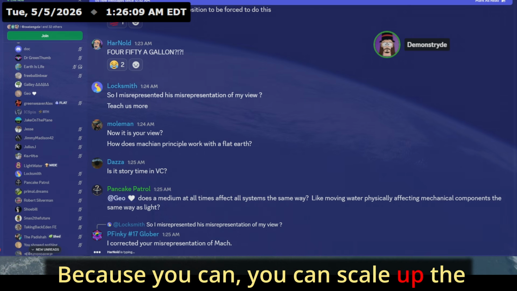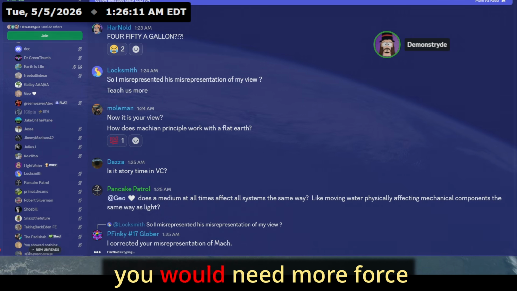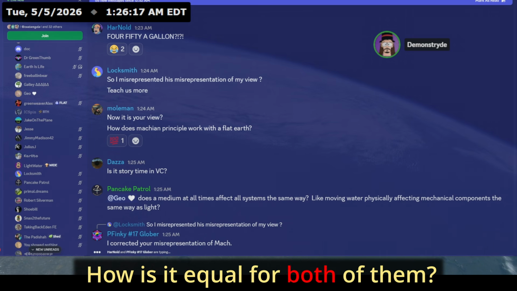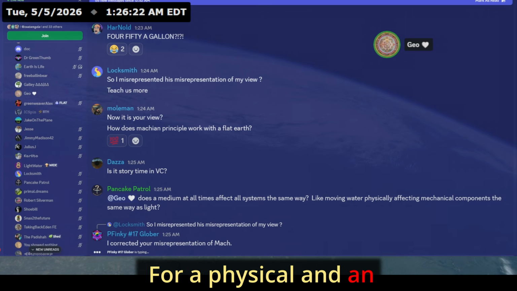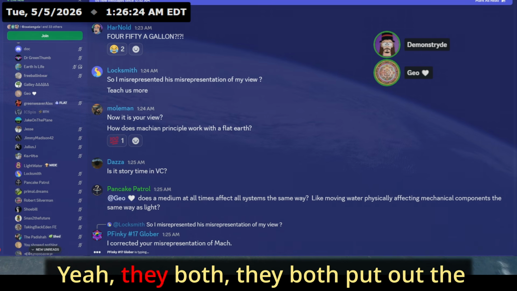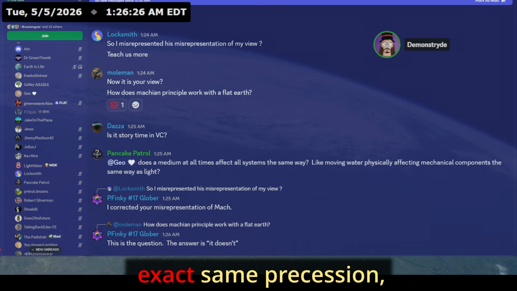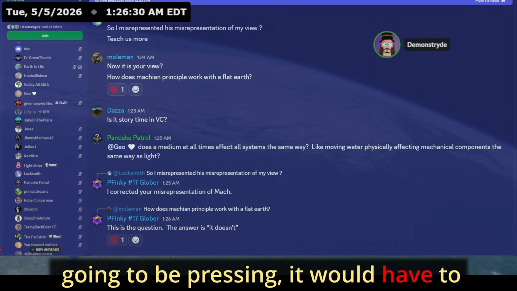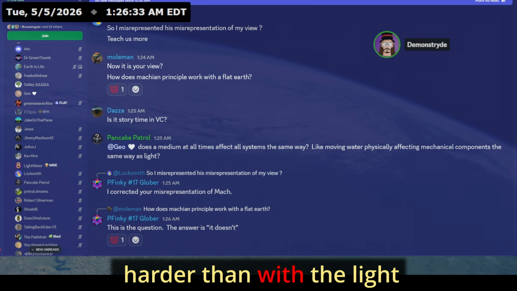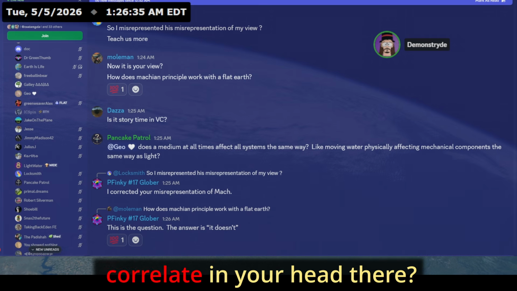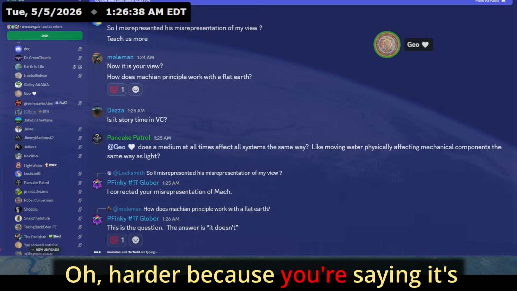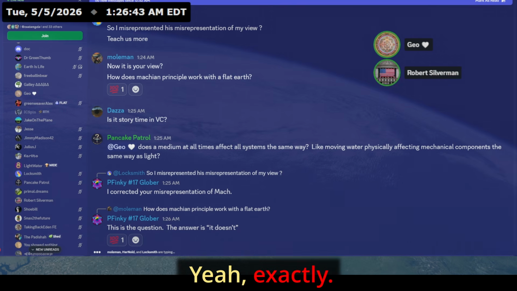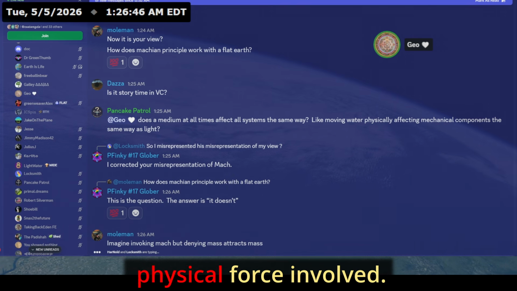Because you could scale up the gyroscope even bigger, and you would need more force to change its precession. How is it equal for both of them, for a physical gyroscope and an interferometer or a ring laser? They both put out the exact same precession, but yet the Sagnac effect would have to press on the physical one harder than on the light beam. So how does that correlate in your head? Oh, harder because you're saying it's metal that it would have to move versus just the light? Exactly. Well, I mean the physical force involved.